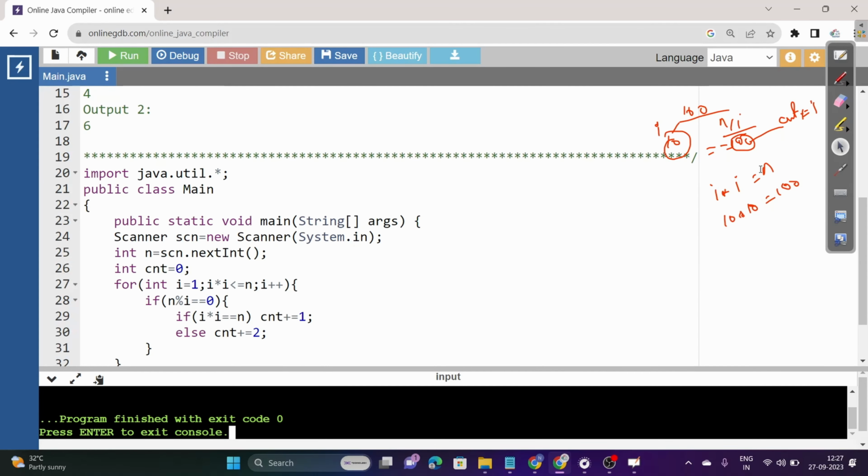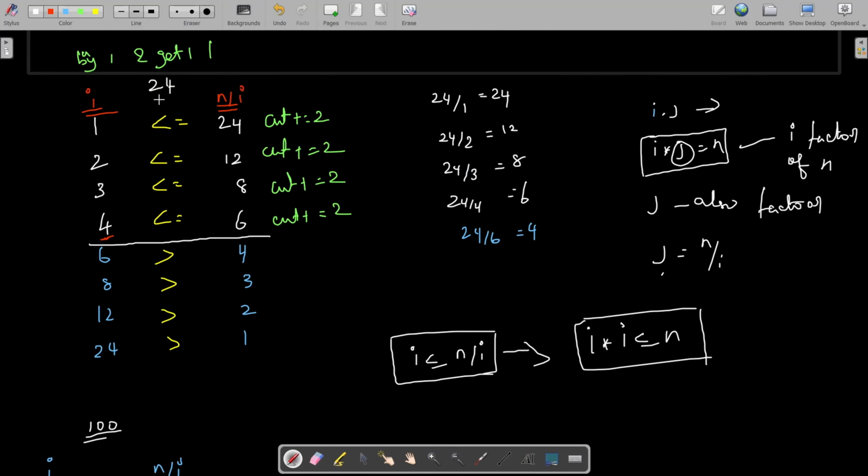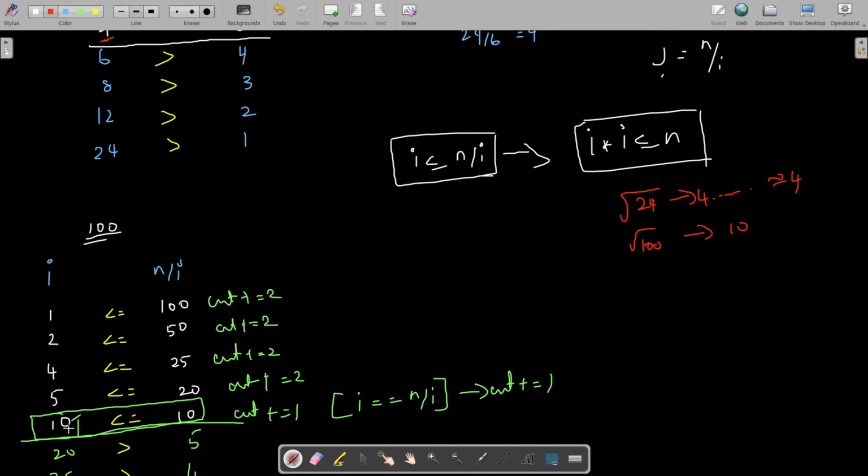And guys, let's come to the power of observation once again. See, from this case, you need not check up to n, right? You can check up to the root. This point is the root of n. So if your n is 24, what is the root of 24? It will be 4 point something, so approximately you can take 4. If your n is 100, what is the root of 100? It is 10. So you can go and check up to 10, right?